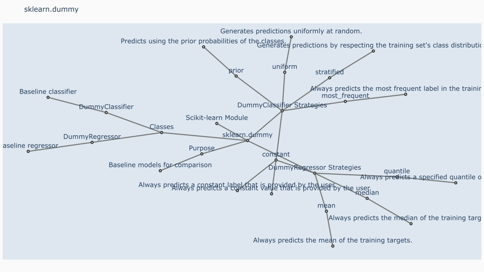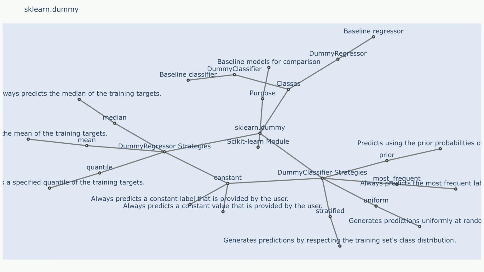Understanding sklearn.dummy: a detailed exploration. The sklearn.dummy module in scikit-learn provides a set of baseline or dummy estimators. These estimators are used for comparison purposes and benchmarking in machine learning. They don't actually learn anything from the data, but instead, they employ simple, predefined strategies to predict outcomes.